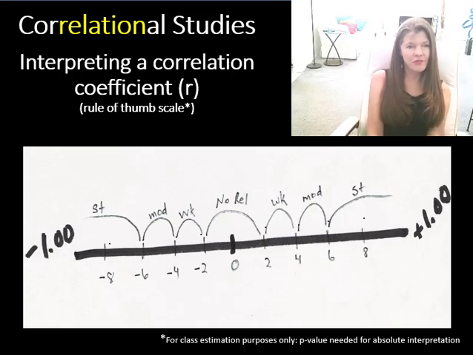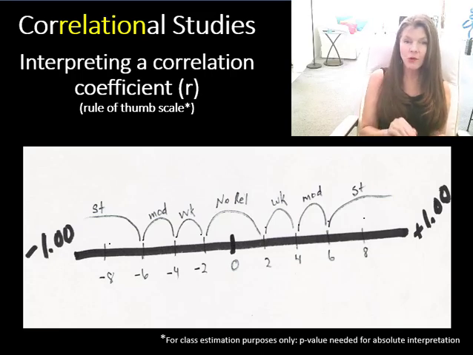If they are associated, then knowing the score of one helps us to predict the score on the other.